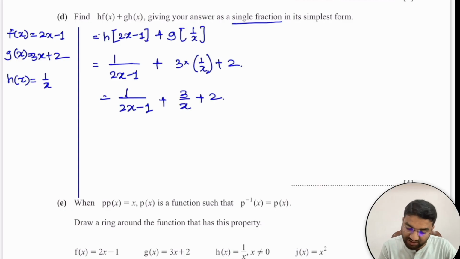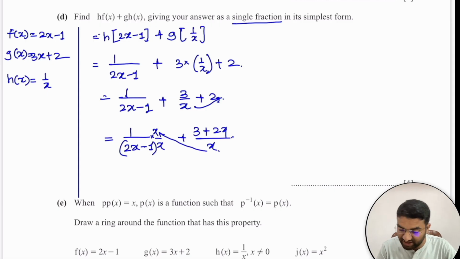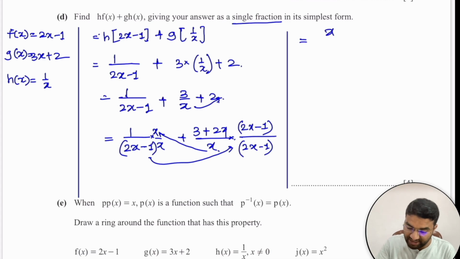First of all here cross multiplication, right? Then you will get first of all here 1 upon 2x minus 1 plus 3 plus 2x upon x. Now multiply x here means x by x, this one, and here you have to multiply by 2x minus 1 upon 2x minus 1, and you have to do the simplification. So simplification will be here x upon x times 2x minus 1.